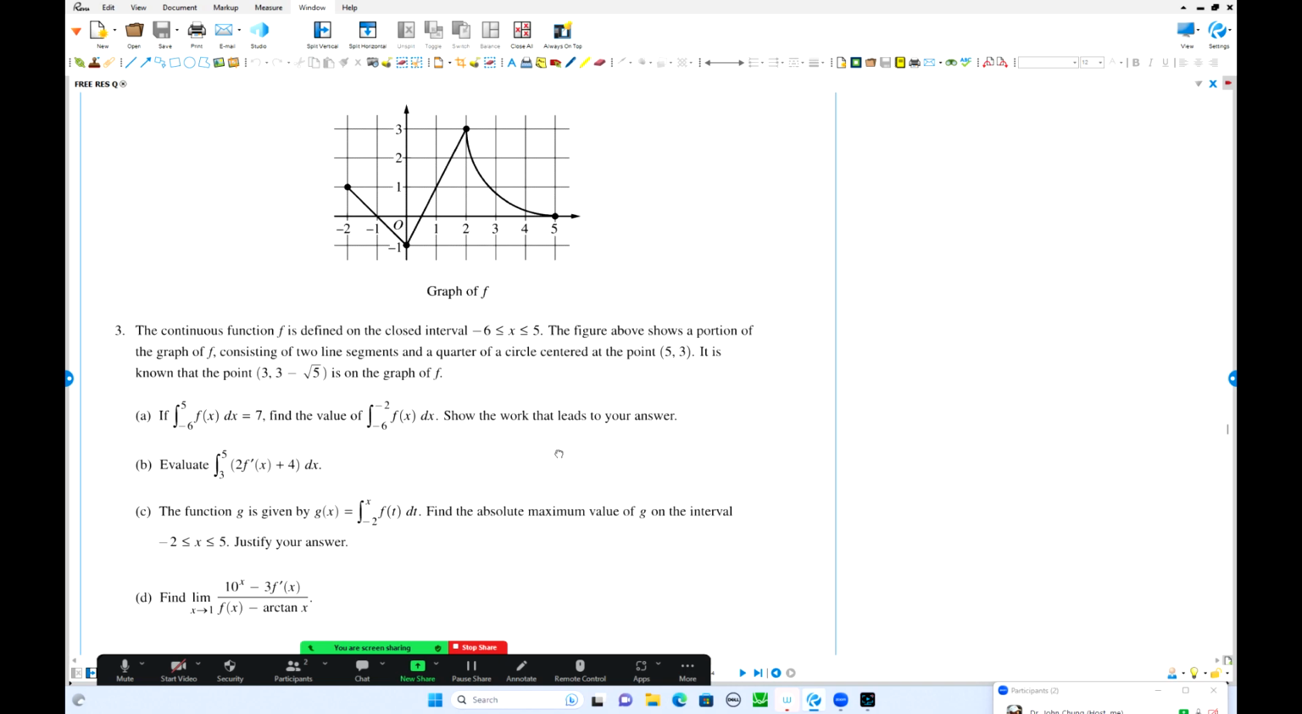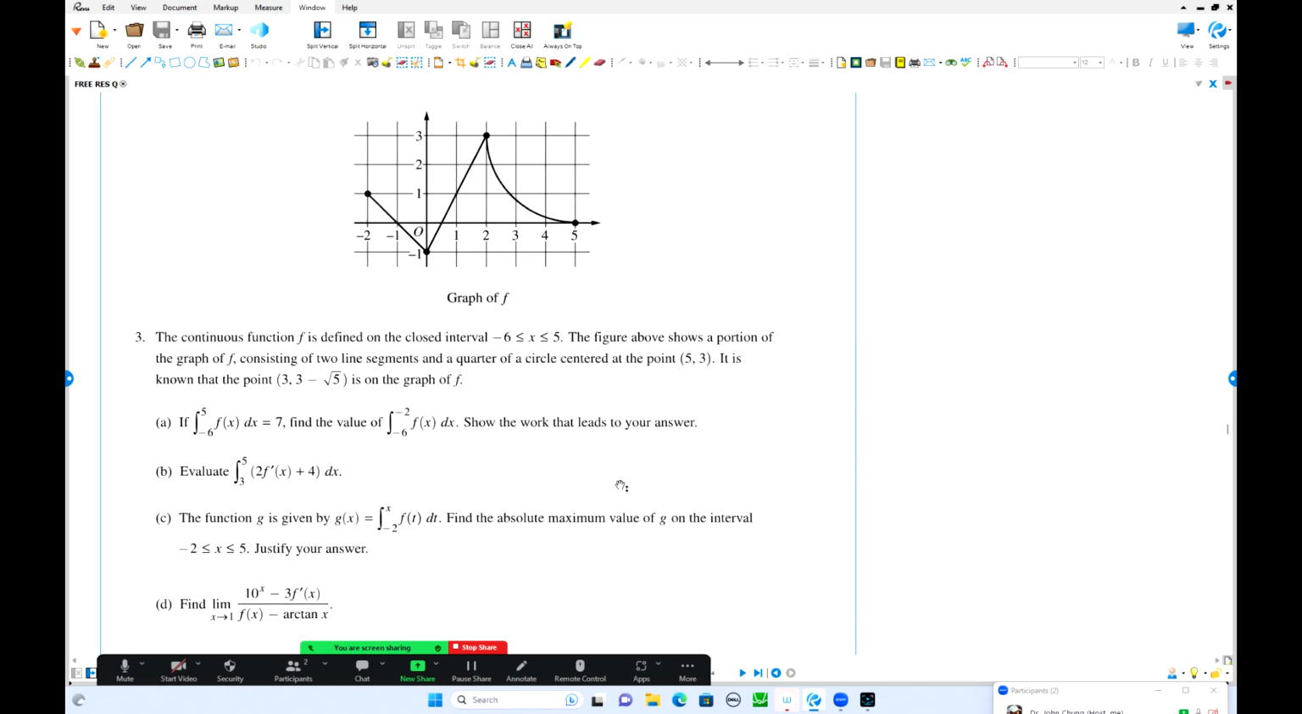Now, number 3. After you finish number 6, we go back to number 1 and 2, okay? Calculator sections. All right, this number 3, it is continuous. Yeah, when you take a look at the graph of f, that's continuous. There's no discontinuity, okay? All right, the interval is given, negative 6 to 5. They are all continuous. There's no gap, no jump, okay?